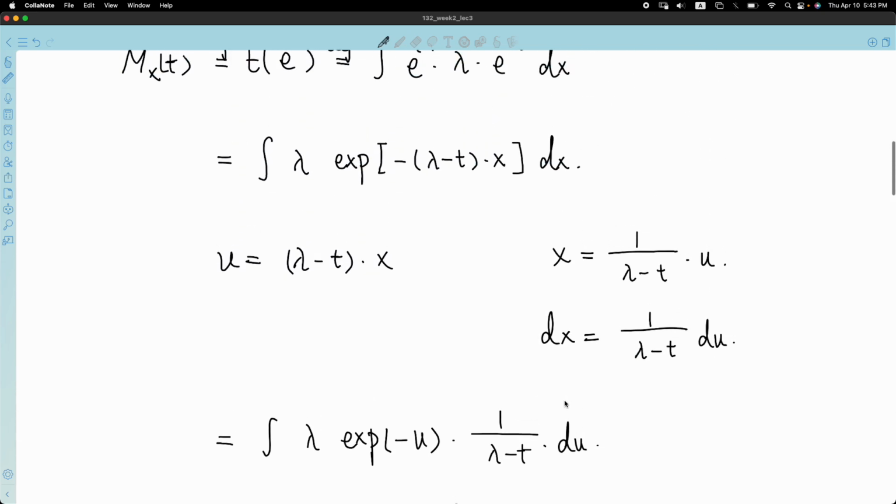Okay, so to answer that question, let's take a look at how we define u. Okay, so we define u in this way. We know that x is ranging from 0 to infinity. Then can someone tell me what is the lower bound and upper bound for the corresponding u?